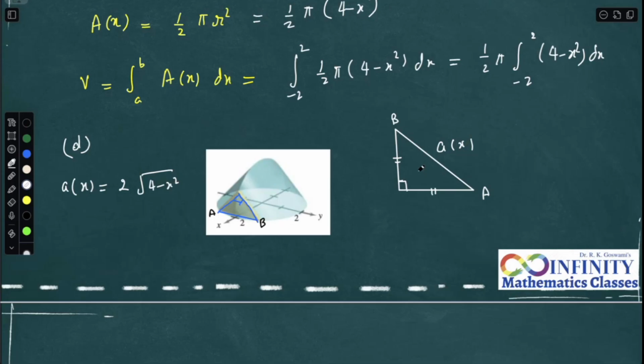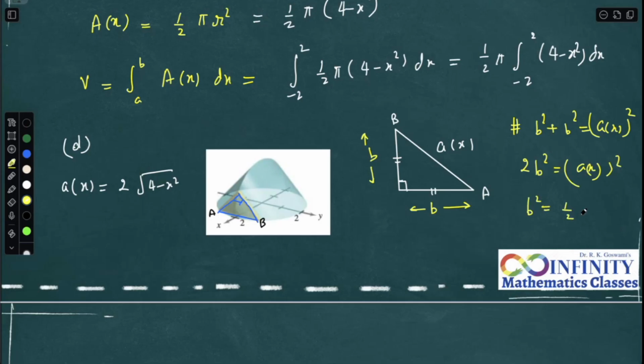Now I need the area of this expression. Can you please help me? How should I get the area? In order to get the area, I'm giving you the hint. You need the length. Assume that B is the length of the side, and because it is isosceles, this is going to be B there. So using Pythagoras, I have B square plus B square equals AX whole square. That means twice B square is going to be AX whole square, and B square can be obtained as 1 by 2 AX whole square. I can leave it up to B square only.